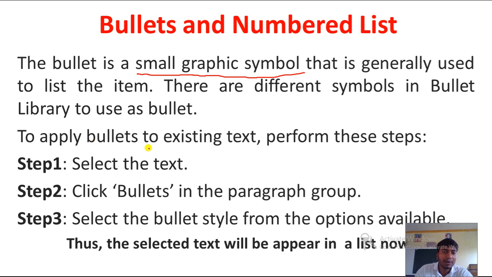To apply bullets to existing text, perform these steps. Now let me read out the steps, then I'll show you the practical. Select the text. This is step number 1. Step number 2, click bullets in the paragraph group. Step number 3, select the bullet style from the options available. Thus the selected text will appear as a list. Now let me show you the use of bullets.